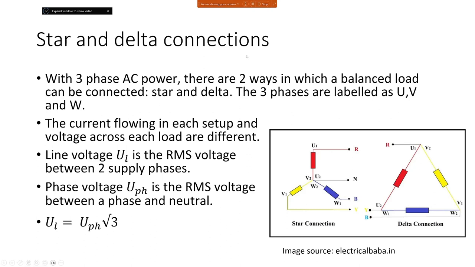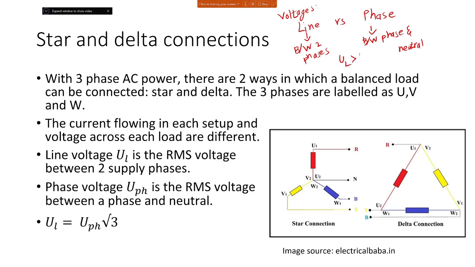So let us make one thing clear. What is line voltage? Line versus phase. In terms of voltages, line voltage is between two phases, which means between two live wires, but a phase voltage, like the voltage of that single phase itself, is between phase and neutral. And the line voltage is greater than the phase voltage. I think the conversion factor is given here is root 3. So line voltage is larger than phase voltage by root 3.